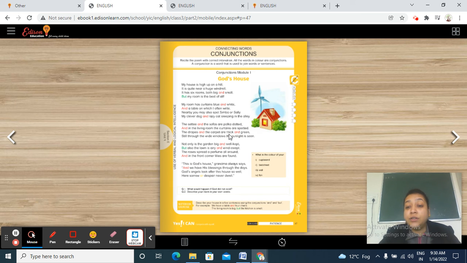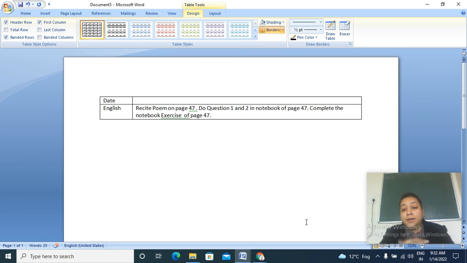So now it's time for your diaries. So please take out your diaries, everyone. In your diaries, you're going to write the following homework. So see here, I have written 3 sentences. Observe these 3 sentences. Recite poem on page number 47. Do question and answer 1 and 2 in notebook of page number 47. Complete the notebook exercise of page number 47. See here, we are talking about page number 47, and there are 3 things on page number 47, and I have made 3 sentences of the same thing.